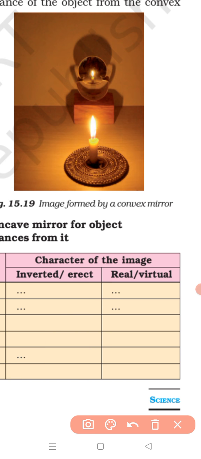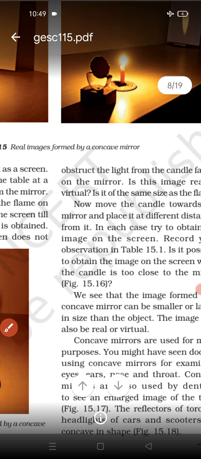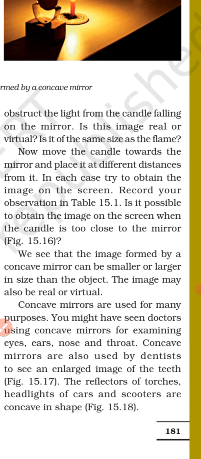And real or virtual, it will be again virtual. Okay. Clear? So the size of the image can be smaller than the object or it can be larger than the object, and the image can be real or virtual in nature. Clear? But what are the uses? What are the uses of concave mirrors?